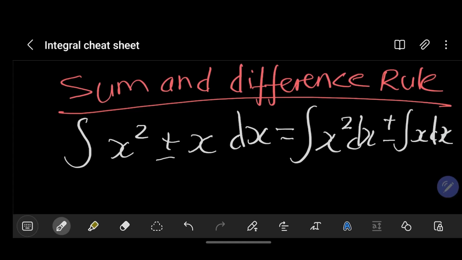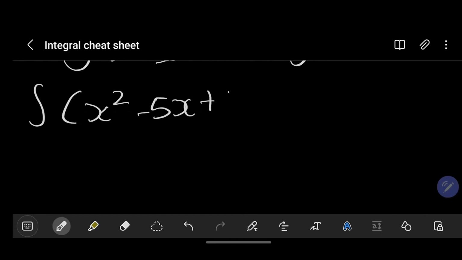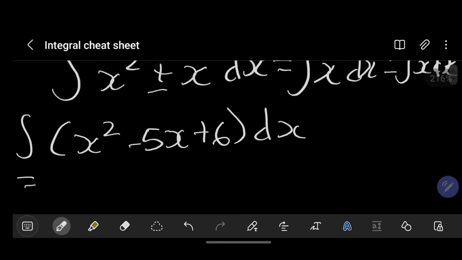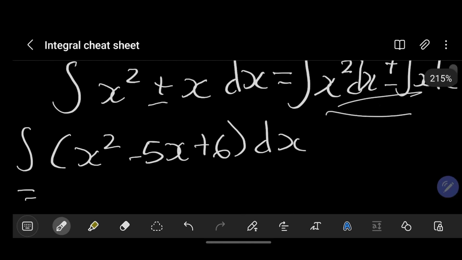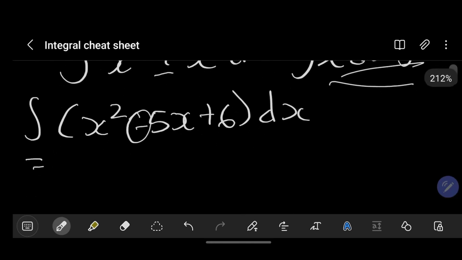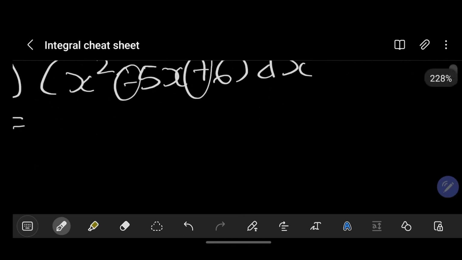So let's look at an example, right? You'll use this a lot with polynomials, so let's do a polynomial example. So let's find the integral of, let's say, x squared minus 5x plus 6 dx. So let's follow this rule first. So we can see that there's negatives and positives, so plus and minuses. So let's use this rule and rewrite this equation.